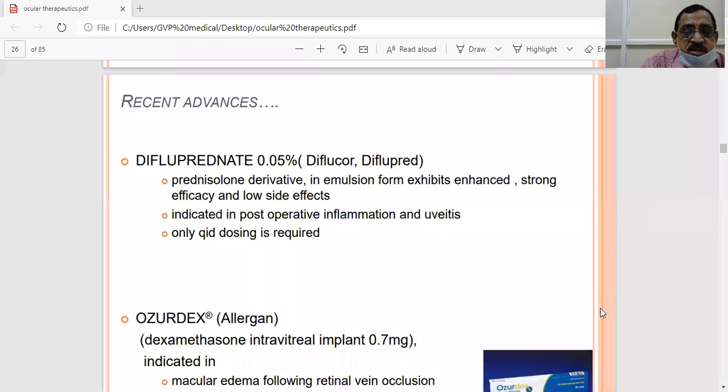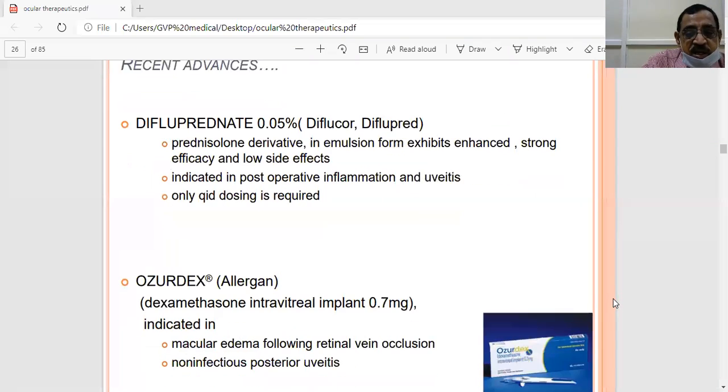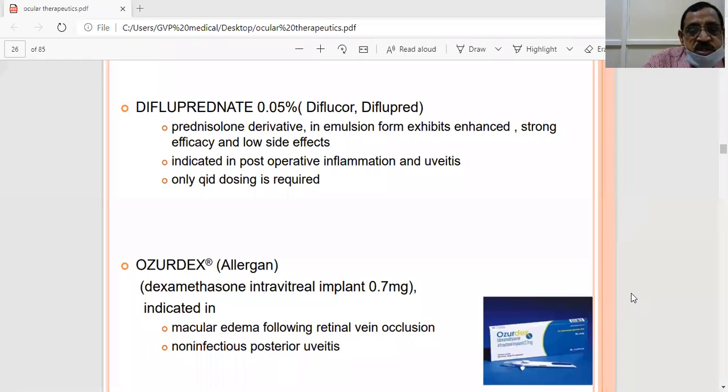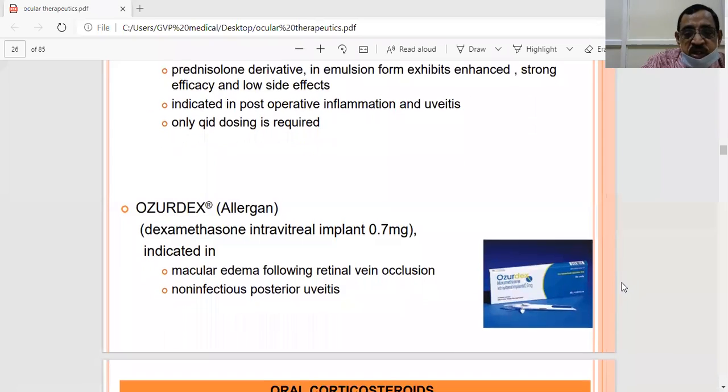So among recent advances, we have difluprednate, Durezol and Diflupred. It's a prednisolone derivative in emulsion form, exhibits enhanced efficacy and low side effects. Indicated in post-operative inflammations and also in case of uveitis. QID dose is required. Ozurdex, Allergan is the manufacturer, dexamethasone intravitreal implant, 0.7 milligrams. It's indicated in macular edema following retinal vein occlusion, and we also give it for non-infectious posterior uveitis.